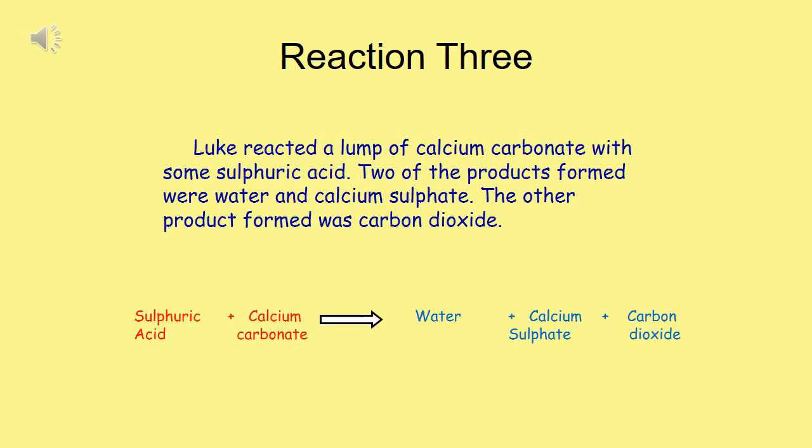Here's what you should have got. Sulfuric acid plus calcium carbonate goes to water plus calcium sulfate plus carbon dioxide, because there was that other product there as well. Remember, you should be labelling your products in one colour and your reactants in a different colour. So just go back, make sure you're doing that, and do it for the following ones.